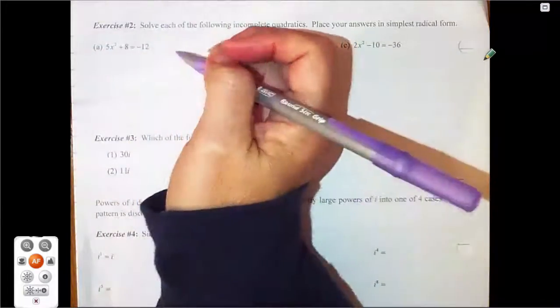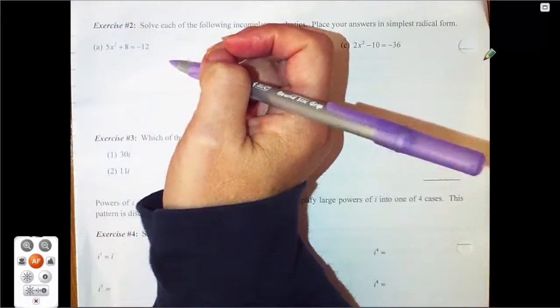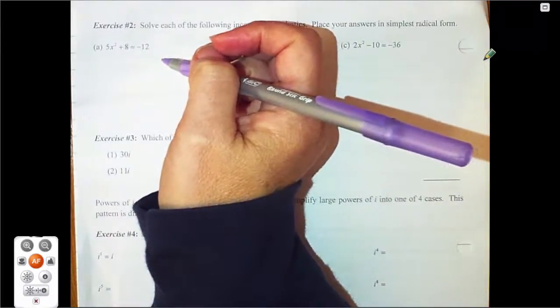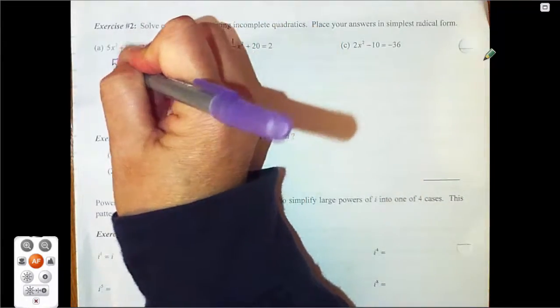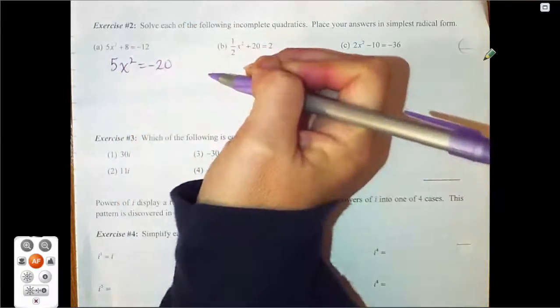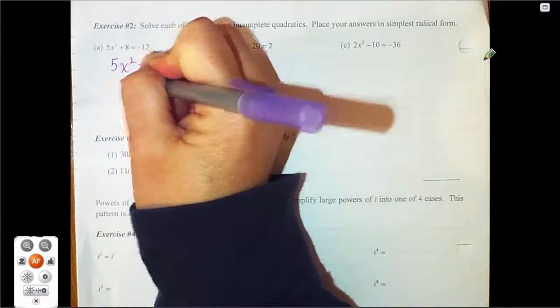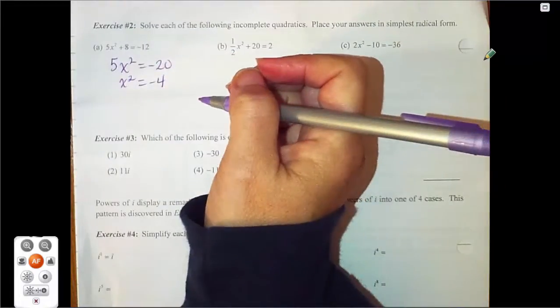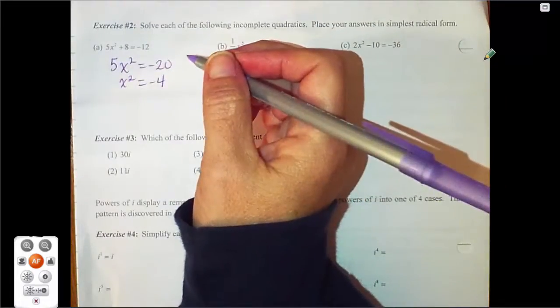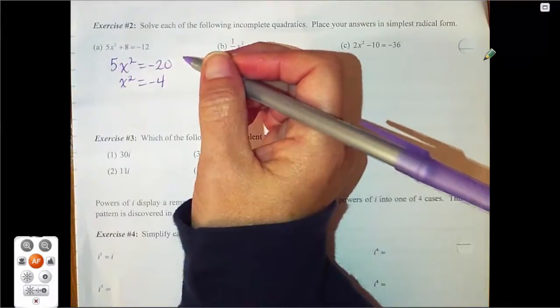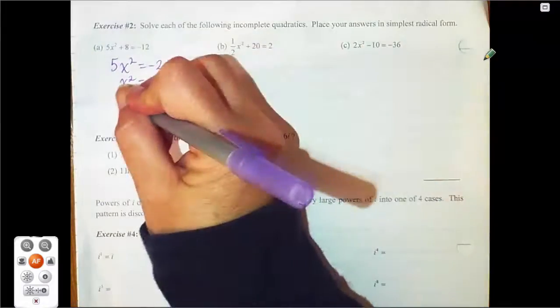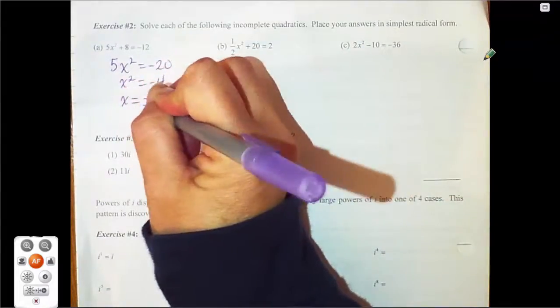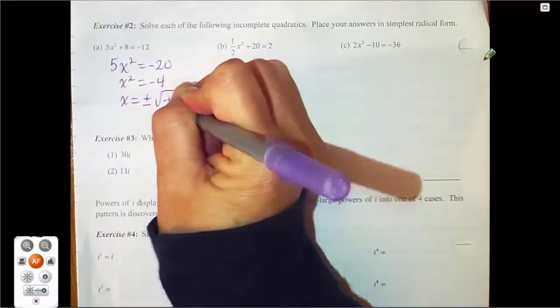So in part A, 5x squared plus 8 equals negative 12. I need to get x squared alone, so first I'll subtract 8. 5x squared equals negative 20. I'll divide by 5 to get x squared alone. So x squared is negative 4. We undo squaring by square rooting, and we're solving, so we need both roots, so we don't want to forget our plus or minus. So x is the positive or negative square root of negative 4.